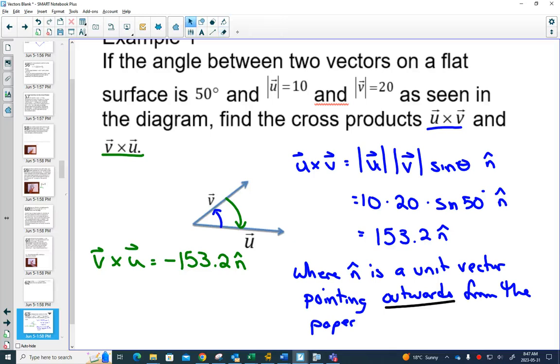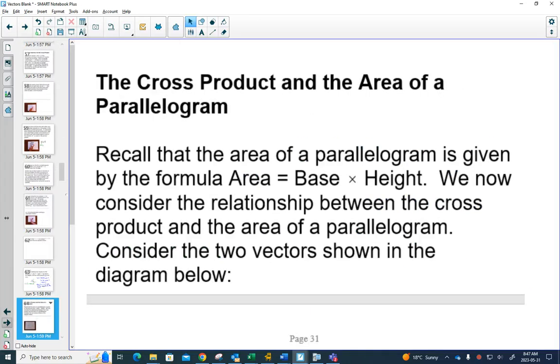So we've got a cross product, it figures out some number, and it points inwards or outwards. Now, when we figure out some number, we're sort of like, well, what does that number mean? Why would I want to do this? We're going to find out some applications of this as well. The first application is that the cross product can help you find the area of a parallelogram. And I'll show you how.